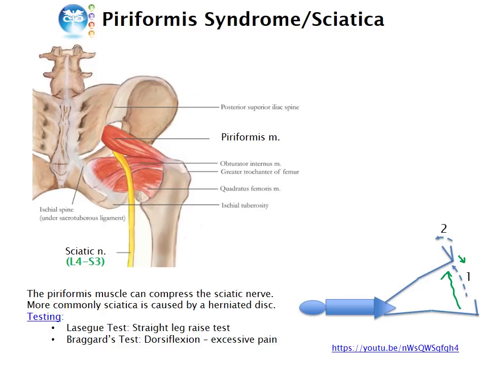A positive sign, again, is when a patient reports pain in the hamstring, in the back of the knee, or in the calf, or if they bend their knee or arch their back in response, seeking relief from the discomfort.